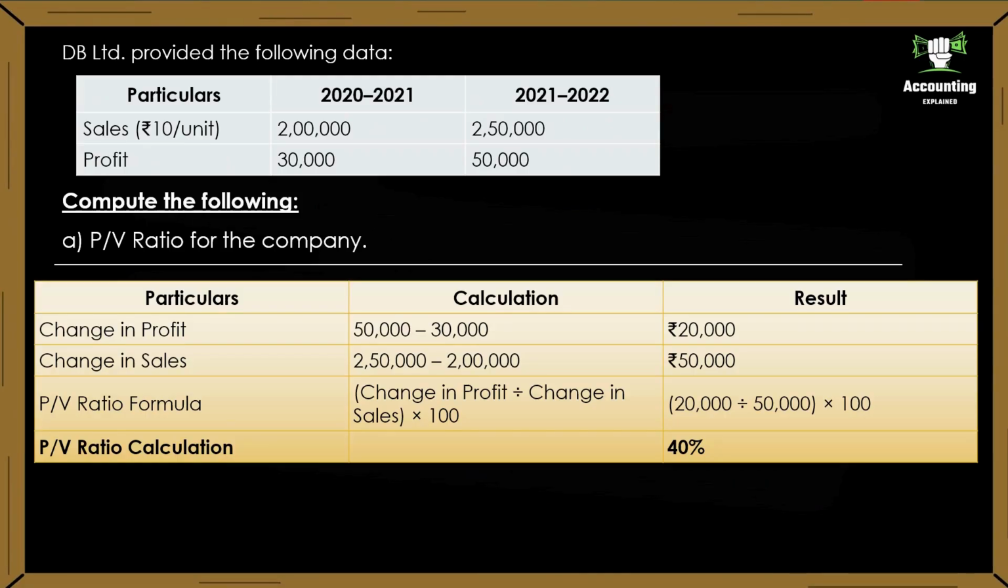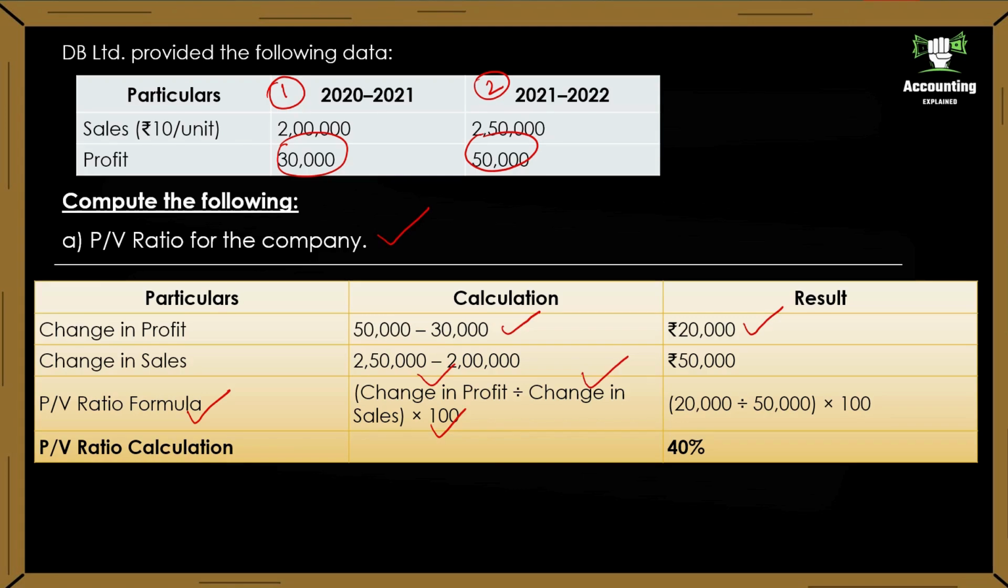The first part of the question is to find out the P by V ratio for the company. Here, they have given 2 years of sales and profit. If they have given 2 years of sales and profit, then the P by V ratio formula to be used is change in profit divided by change in sales into 100. Let us see how to find out the change in profit. Year 2 profit minus year 1 profit: 50,000 minus 30,000, it is 20,000.